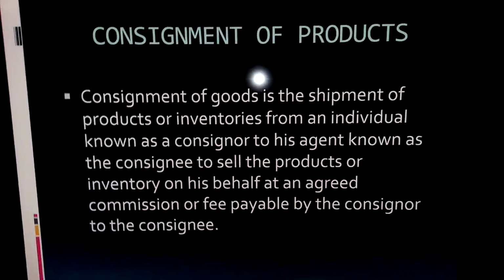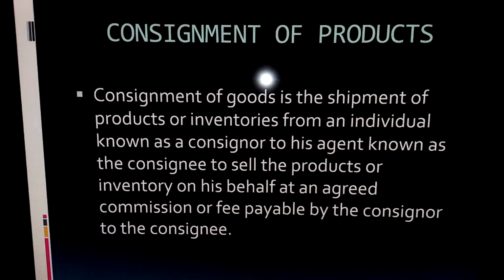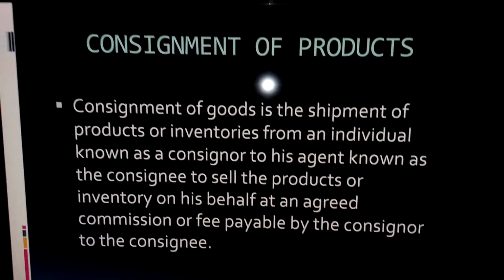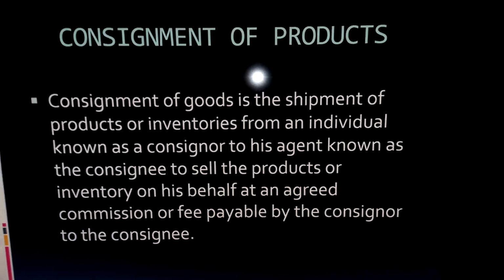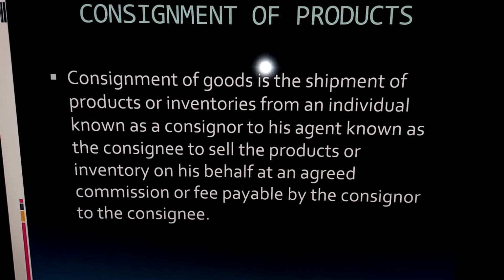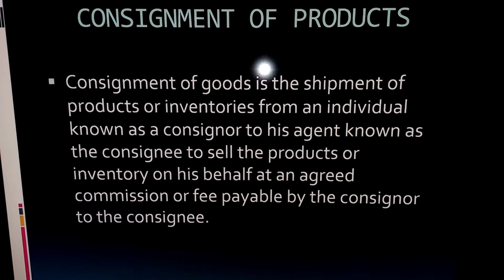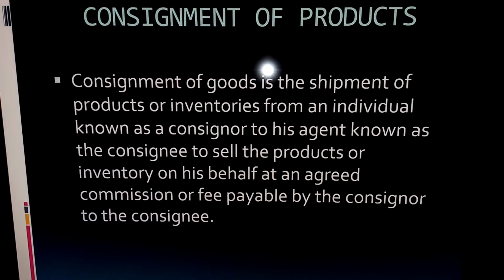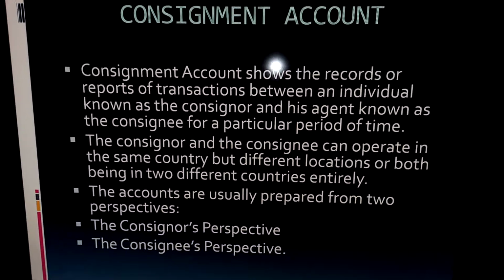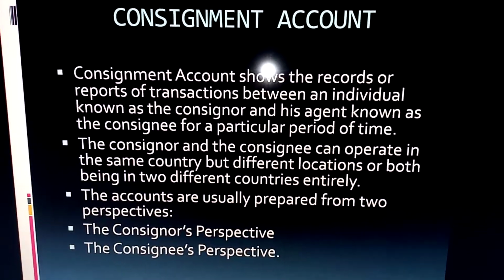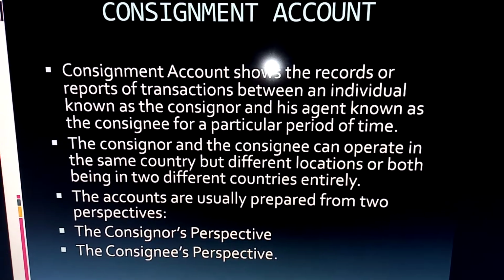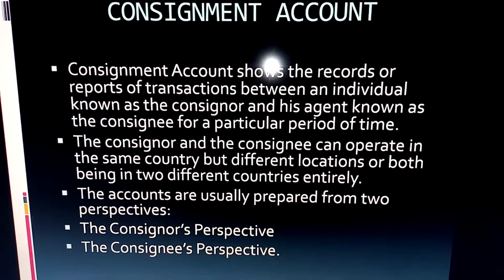Now, I already explained that consignment of product is where a product or goods is shipped from an individual to his agent to sell on his behalf. The person shipping the product is called the consignor. The agent is called the consignee. The account prepared to record transactions involving the consignor and his agent, the consignee, for a particular period is what we call the consignment account.